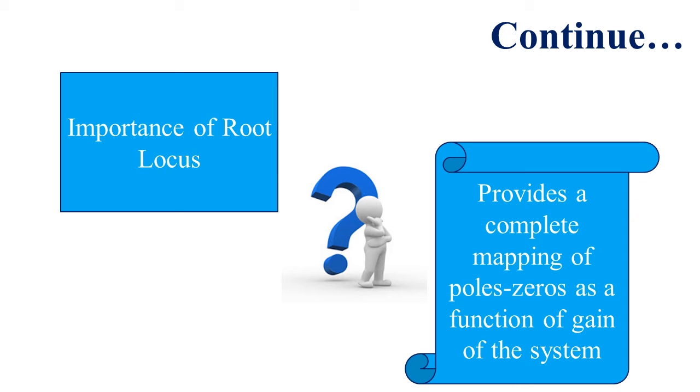Root locus is superior to the Routh-Hurwitz criterion in that it provides a complete mapping of poles and zeros as a function of the gain of the system. From looking at a root locus plot, you can judge the system response at various gains, the stability margins, the initial frequency and damping frequency of the system, and more. Root locus is also used to design controllers for every system.